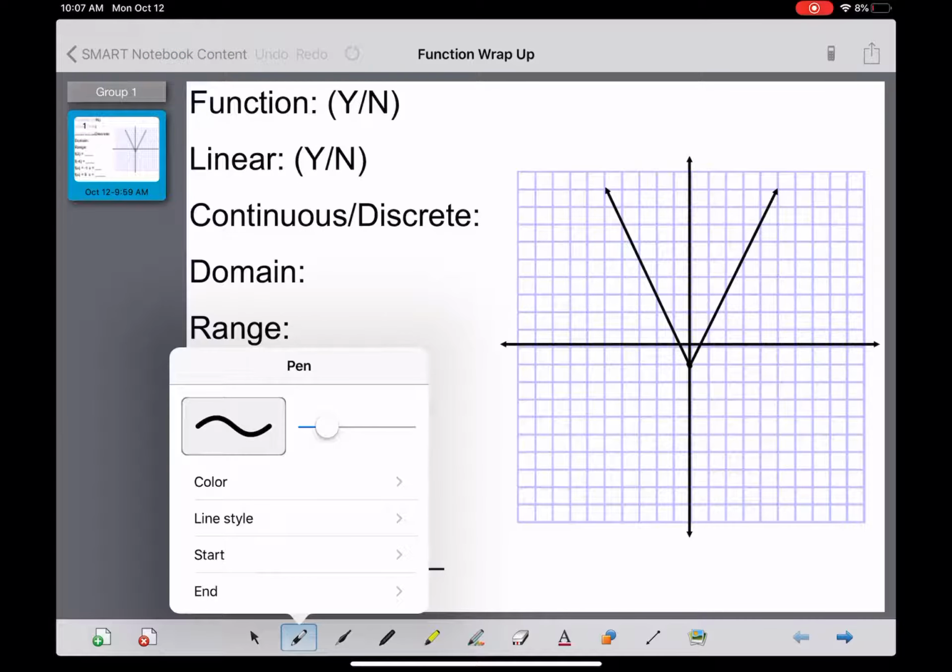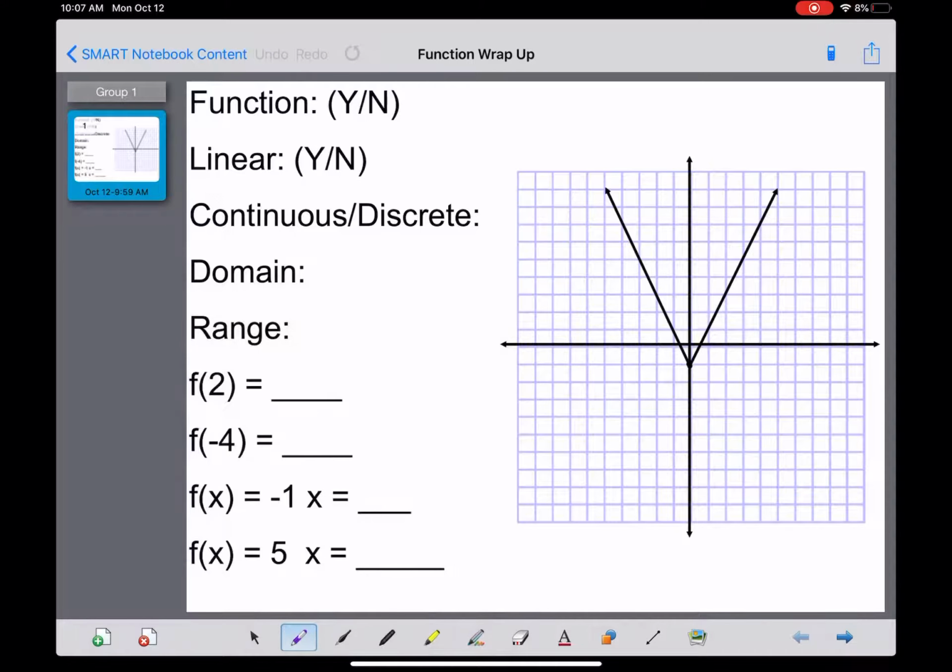This is going to be a short video just to wrap up our first three sections and also to introduce evaluating functions based off of a graph, or evaluating relations based off of a graph. So the first thing we're going to do is look at our graph, which is this V-shaped relation, and we have to determine if it's a function.